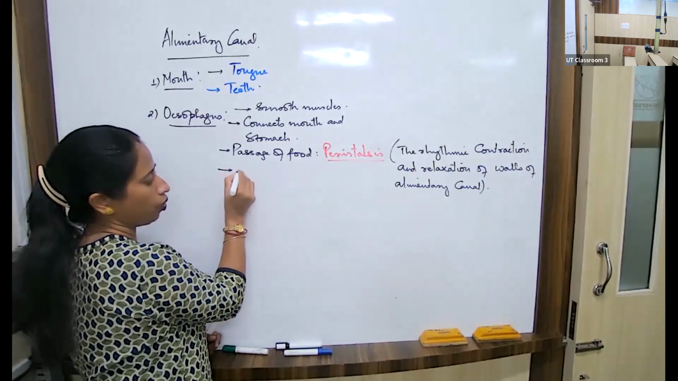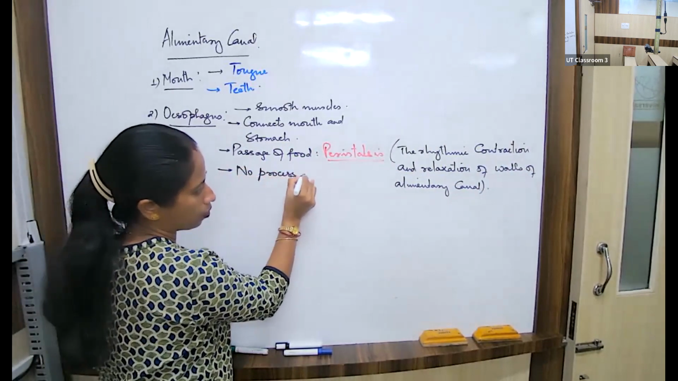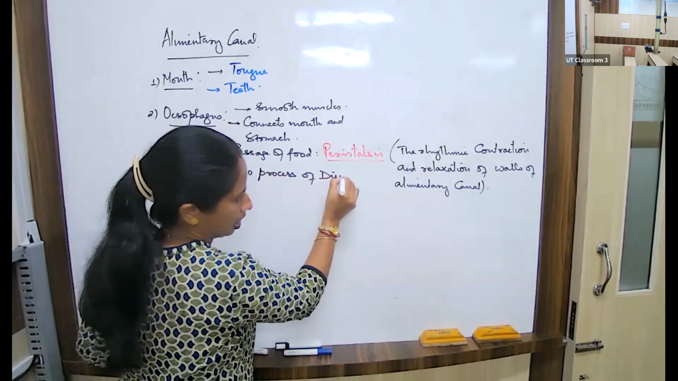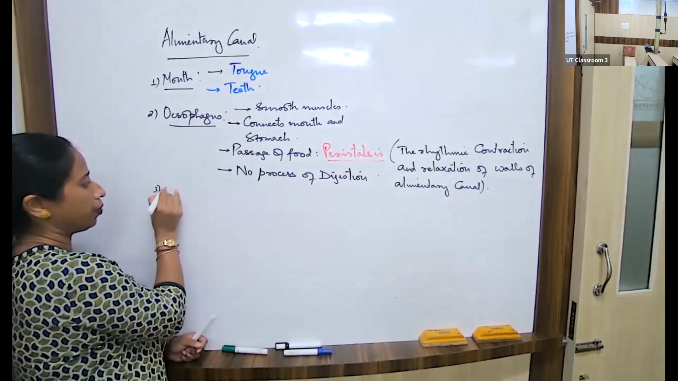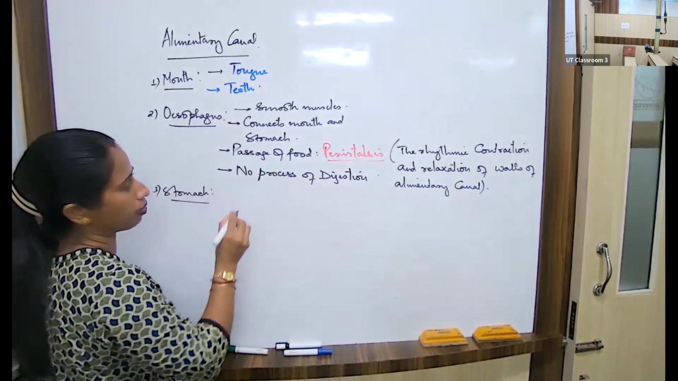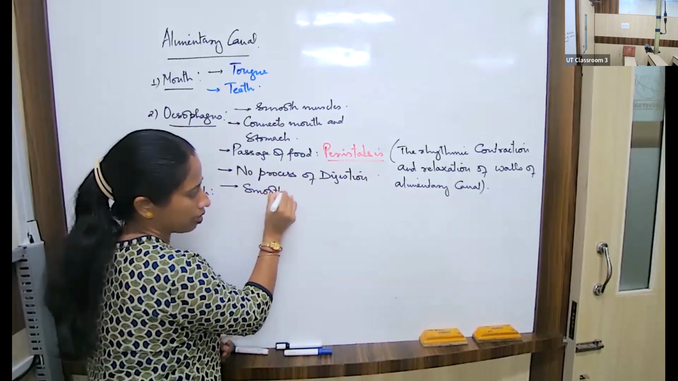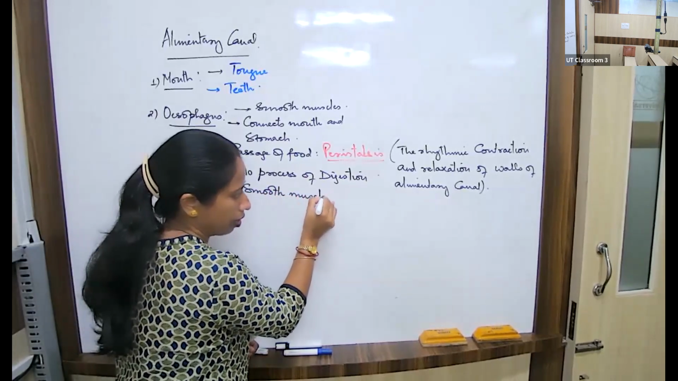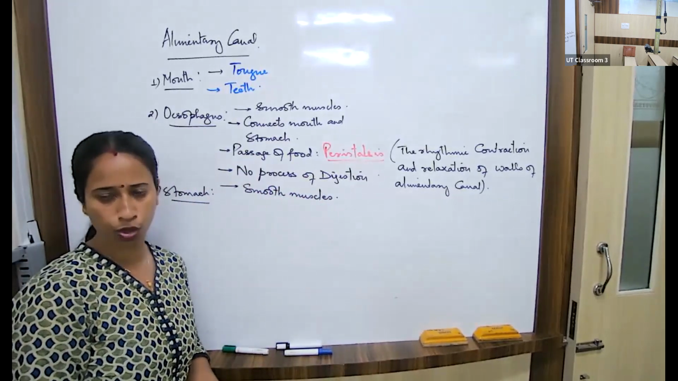Does the esophagus show any digestion? No process of digestion takes place here. No process of digestion would ever take place in the esophagus. Now, the third part that we are talking about is the stomach. What are the features and functions of the stomach? The stomach is also made up of smooth muscles. Does the stomach also show peristalsis? Yes, the stomach also shows peristalsis.